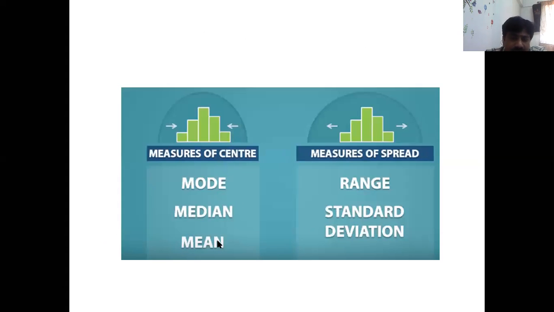Now mode, median, and mean measure the center of the data set, and the measure of the spread is through the range and the standard deviation. Mode, mean, and median measure the central tendency of the complete data set, whatever the total number of data samples. The spread, that is how the data samples spread in a complete data set, is represented by the range and the standard deviation.